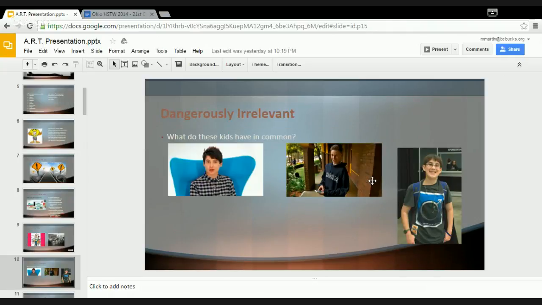These 3 kids here, what do you think they may have in common? Take a look at these 3 young kids. Is there anything that pops into your mind that you think they have in common? Yeah, they all have dark hair. Yeah, they're all young. But let's go a little bit deeper and more meaningful than that. What might these 3 kids have in common?